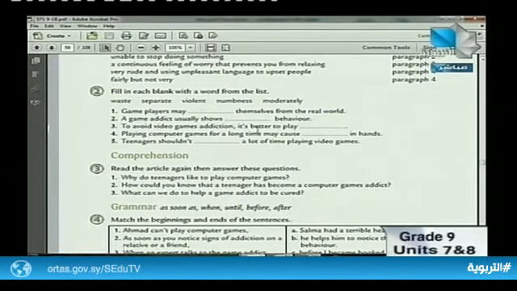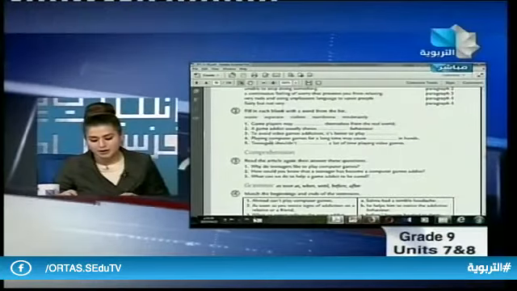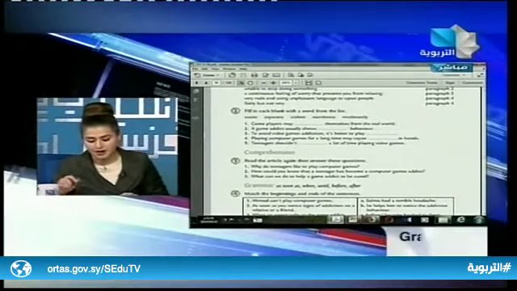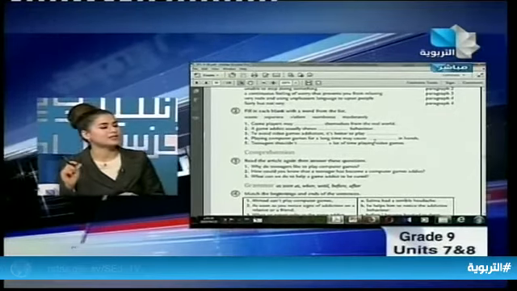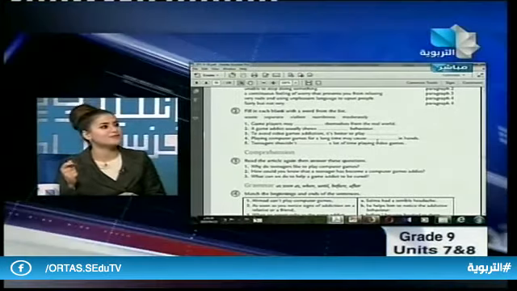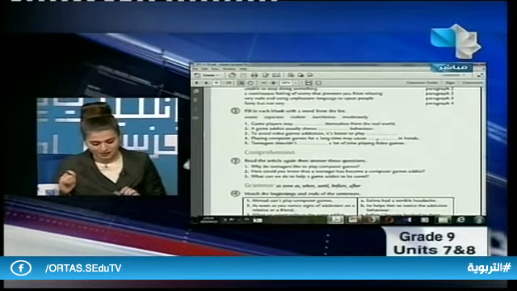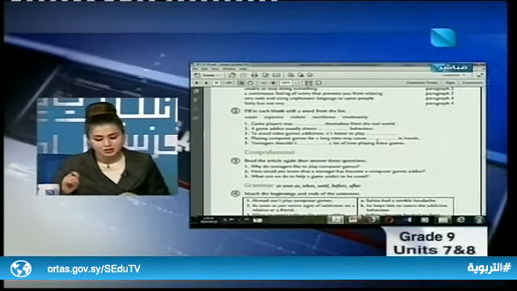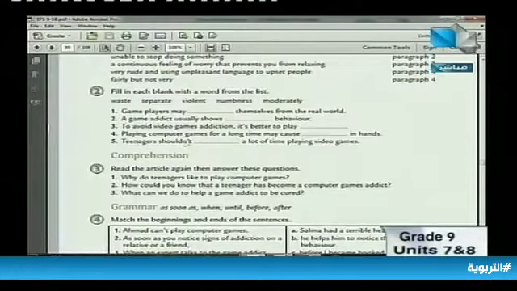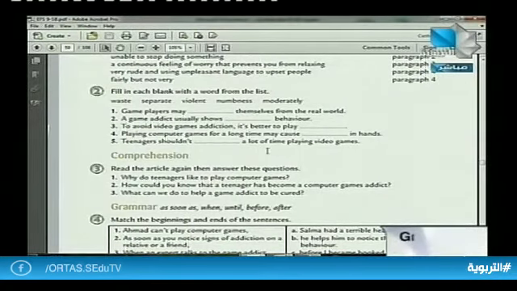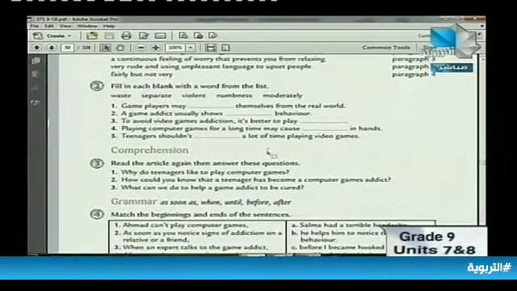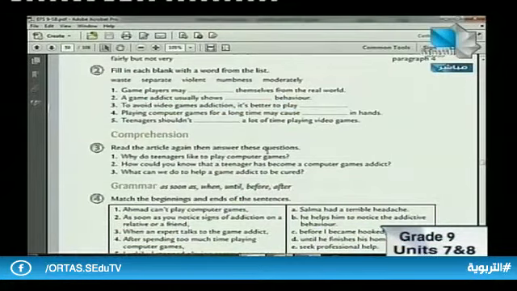That's it, moderately. Playing computer games for a long time may cause numbness in hands. It means that you can't feel your hands. Numbness, yes, I can't feel them, right? Teenagers shouldn't waste a lot of time playing video games. We use waste here because we shouldn't waste a lot of time. Thank you, Ms. Fidan. Now we can do exercise 3.